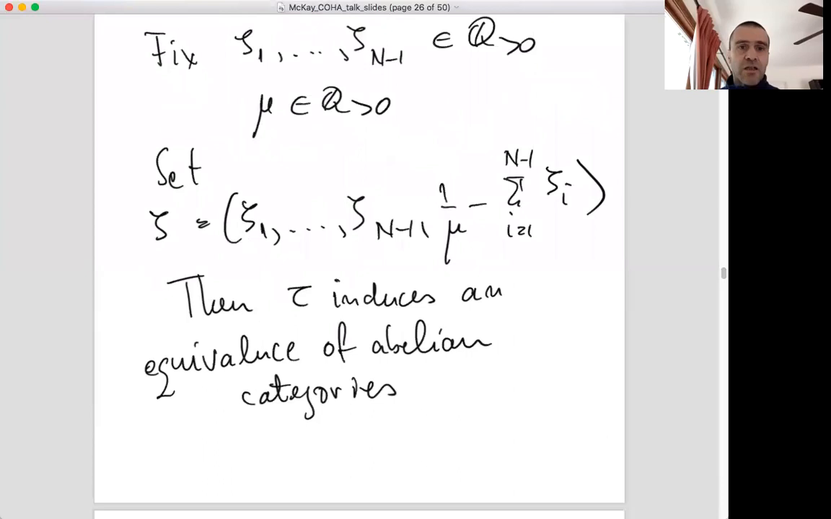Okay, the choice of zeta 1 up to zeta n minus 1 is arbitrary. The choice of mu is arbitrary as long as they are positive. But then this King stability parameter is going to be defined this way.